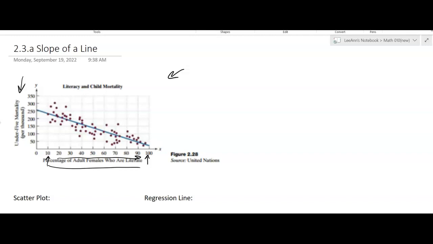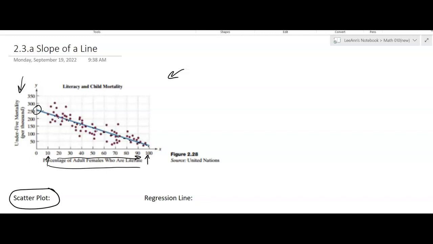So if there is 0 female adult literacy, then it looks like it's about 260 deaths per 1,000 for children under the age of 5. And then you can see as the literacy increases, the amount of deaths goes down. Okay? All right. This picture that we have here is called a scatter plot.